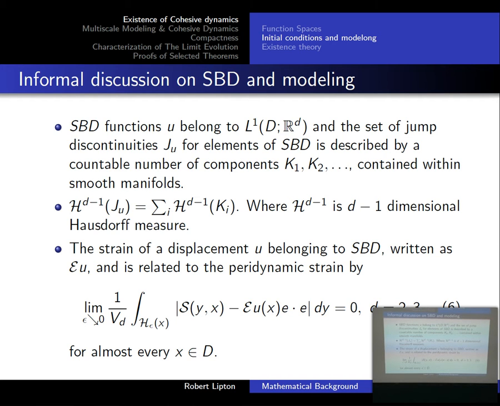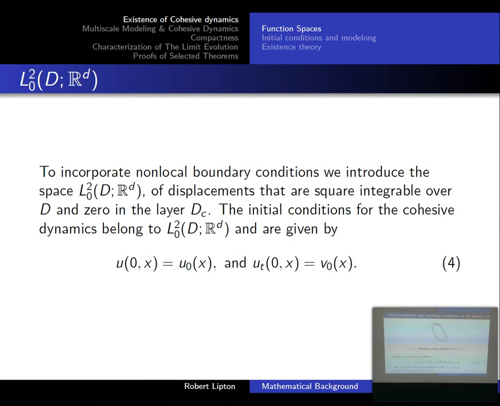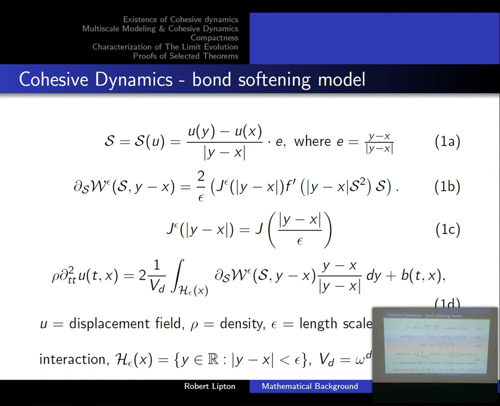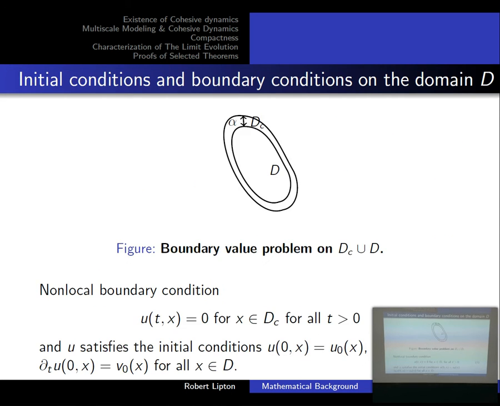And the strain belonging here, again, is actually related to the peridynamic strain. Okay? So this space is not arbitrary. The peridynamic strain, remember, was that difference quotient strain. I'll go back. It is this difference quotient strain here. So that's the peridynamic strain.